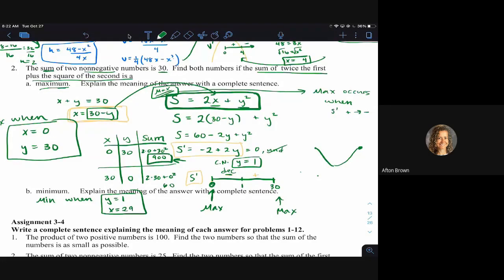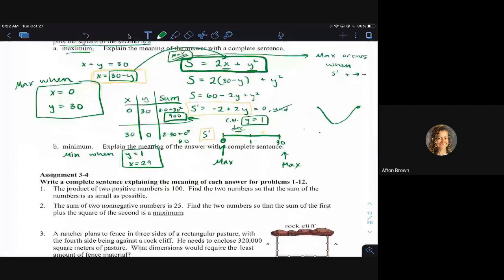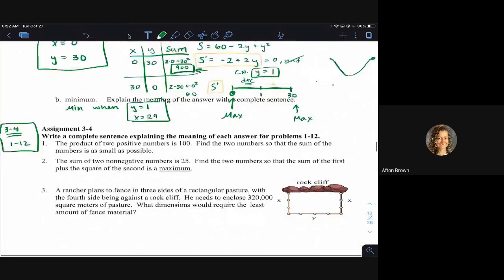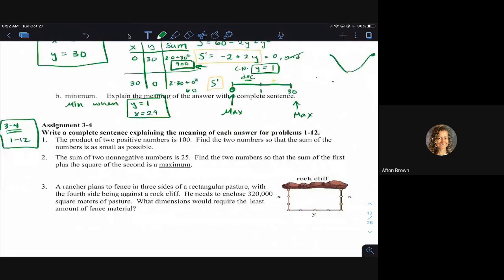Okay. So this assignment, they are a little bit longer, so I'm only having you guys do 1 through 12. So your 3-4 assignment, you guys just have questions 1 through 12. Let's look at one more together. So this next one is similar. So let's look at number 1 on your homework.